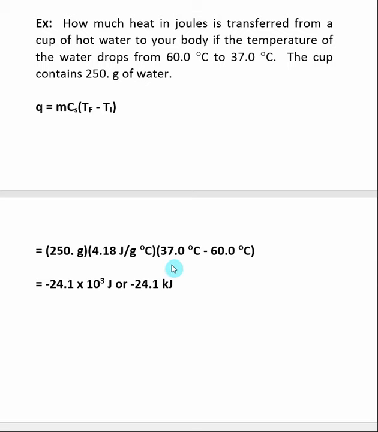And then here, delta T is T final minus T initial. And this is the one place where you need to take a second and look at the wording of the problem. It says that we are going from 60 degrees to 37 degrees C. My final temperature is 37 degrees. My initial temperature is 60 degrees. And then when I do my calculation, I get that the amount of heat transferred is negative 24.1 times 10 to the third joules. It's going to be quite often that heat transfers are going to be reported in kilojoules, so there's going to be quite a bit of conversion between joules and kilojoules.